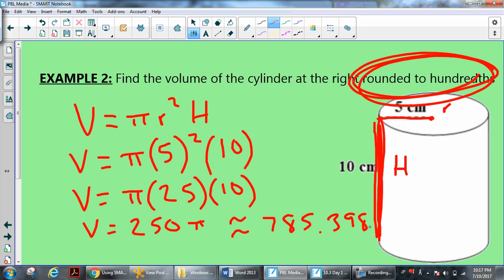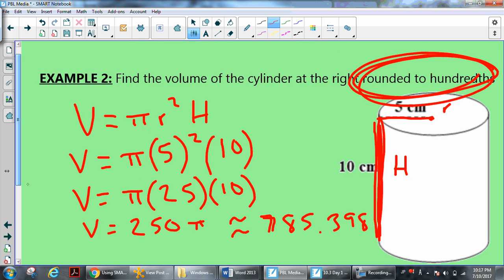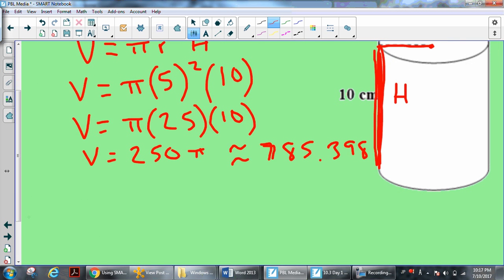785.398. Okay, but if I give you 3 decimal places, we're really rounding to thousandths, sorry. So what we need to do is actually round this up to 785.40 hundredths. So I know that it ends in a 0, but if I'm asking for you to round to hundredths, I need you to fill that in with a 0.